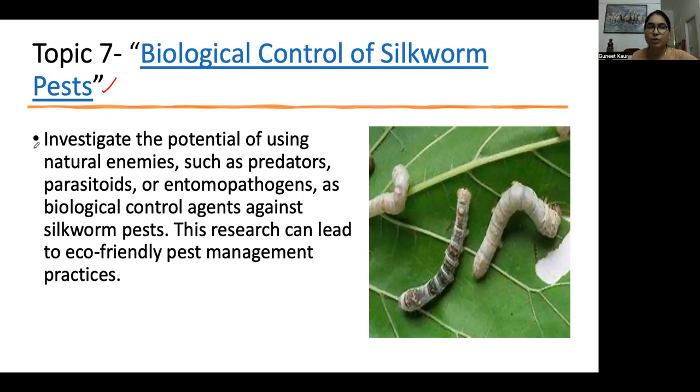Okay, and how do you work on it? Investigate the potential using natural enemies. Natural enemies means what are the natural sources, जो biological, which is already there in the environment and you need not produce it in the laboratory. So such as predators, parasitoids, or entomopathogens as biological control agents against silkworm pests.